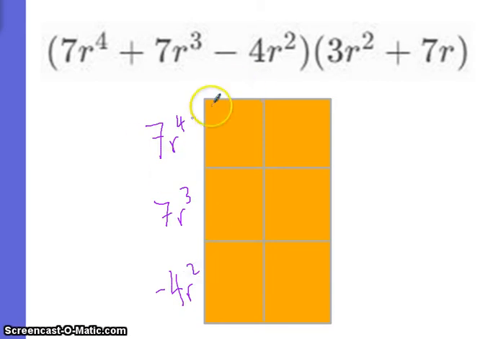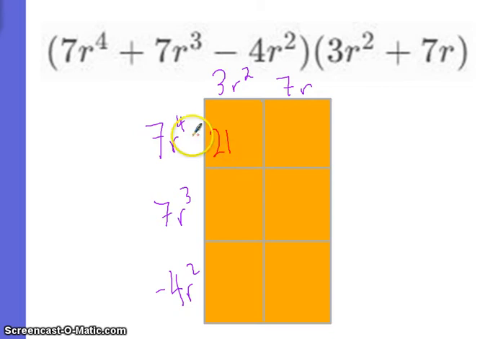Okay, and each one of these terms are multiplying both 3r squared and 7r's. All right, so I just need to get started. I'm multiplying the thing that's on the side times the thing that's on the top, and that gives me what goes inside the box. And then when I'm done, I'm going to add all the like terms together, the terms of the same rank. 7 times 3 is 21.